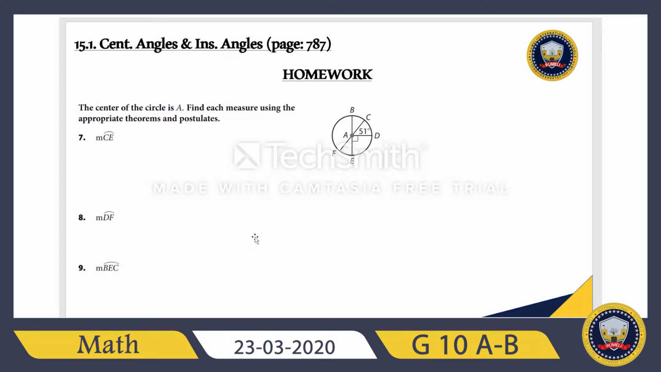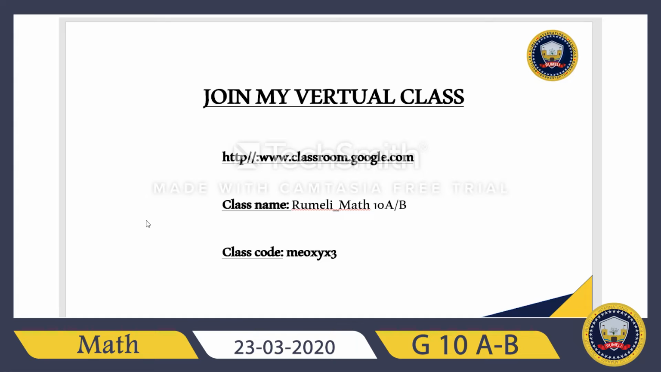Easy class for today. Here you have a small homework to practice on. You have this circle that is centered at A. You have this angle CAD, 51 degrees. I want you to find the measure of the arc CE, the measure of the arc DF, and the measure of the arc DEC. Don't forget to upload a clear image of your answers to the Google Classroom. If you have any questions, don't hesitate to ask me.